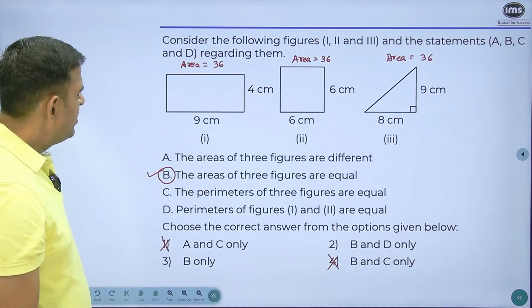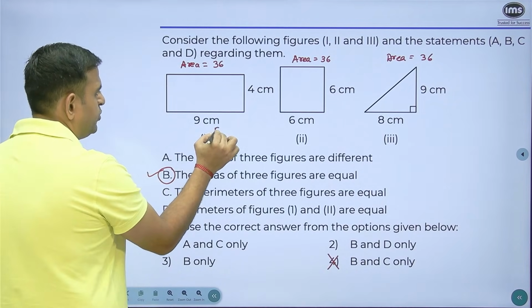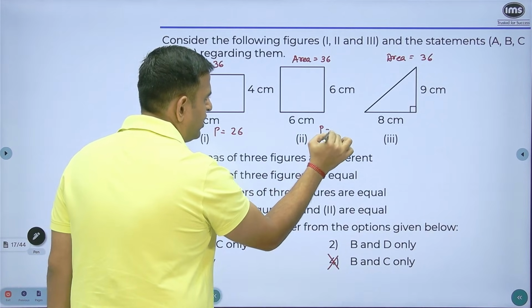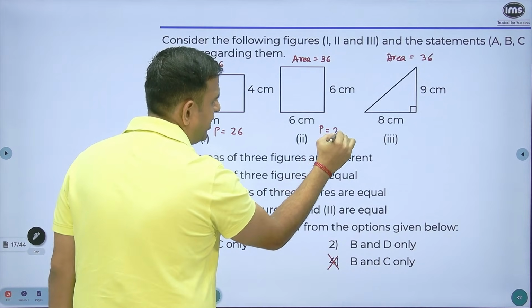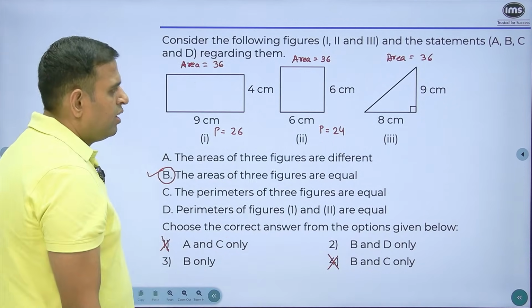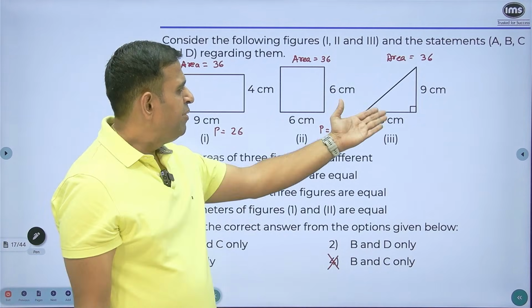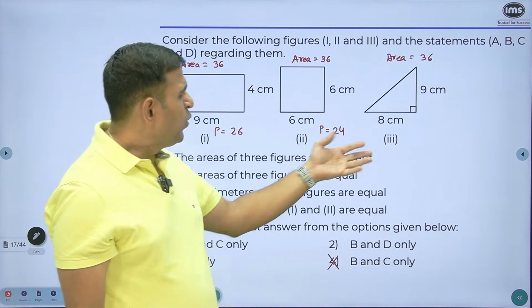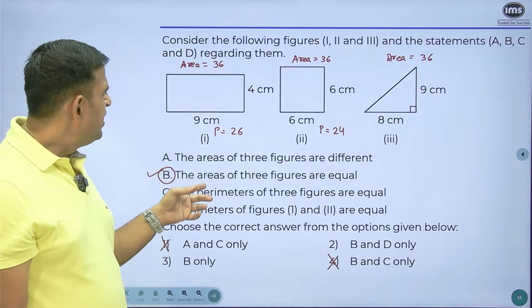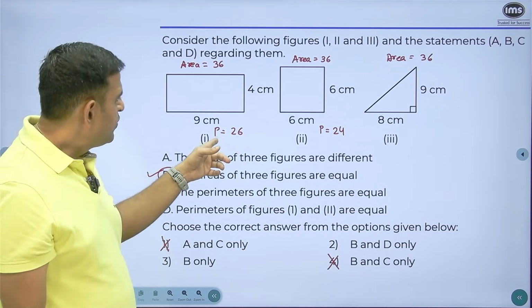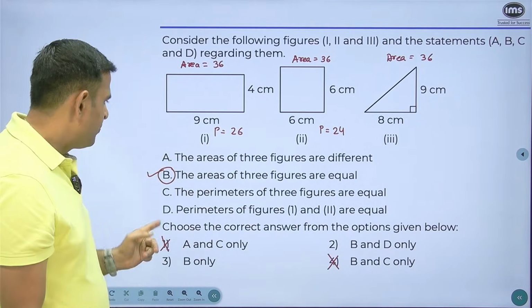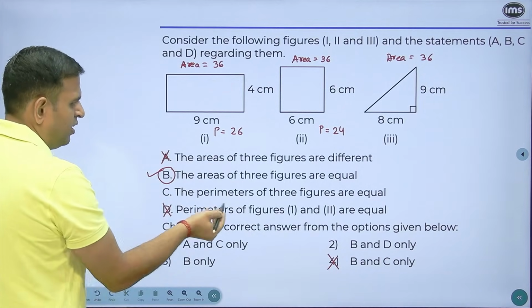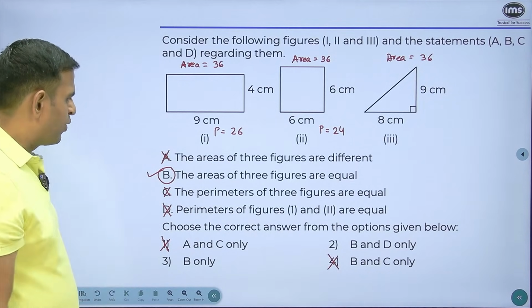So what about the perimeter? If I talk about the perimeter over here, this is going to be equal to 26 centimeter. The perimeter here is equal to, one can say, 24 centimeter. And in this particular case, definitely the perimeter, you will find this length. I bet this will come out to be not a nice number, root of 9 square plus 8 square. Clearly, the perimeter of figure number 1 and figure number 2 are not the same. That means this is wrong. A already was wrong, and C also is going to become wrong over here.